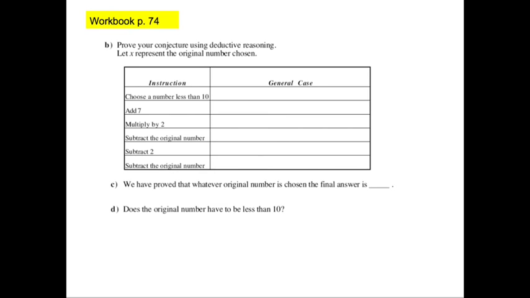So first off, we're going to let x represent the original number chosen. So choose a number less than 10, that's going to be x. If you add 7 to that, that's going to be x plus 7. If you multiply that by 2, you're going to multiply both the x and the 7 by 2. So that's going to be 2x plus 14.